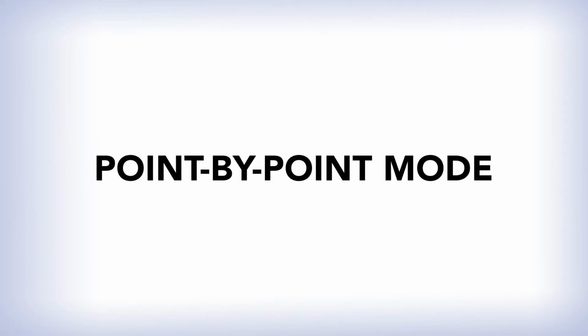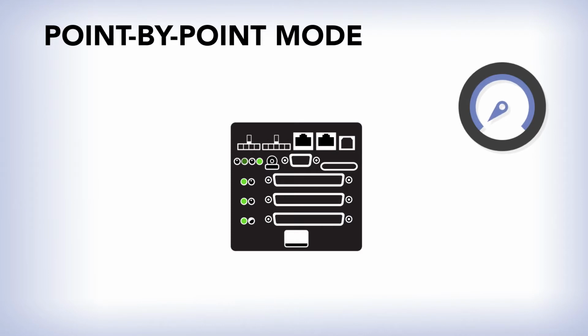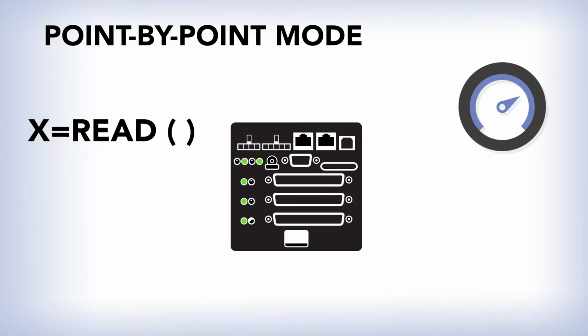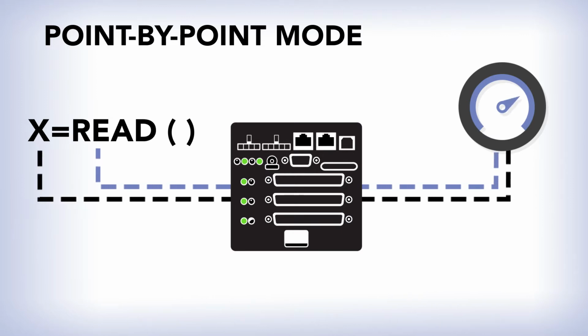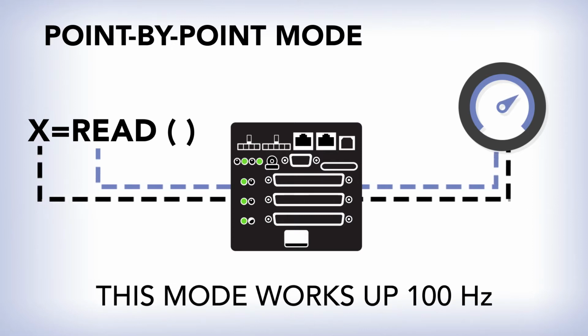Point-by-point is software-controlled timing. There's no hardware automatically collecting data for you in the background. The data acquisition process starts when you call our API. It's a very simple API, as you simply call read and you get the data. Given this is software-controlled timing, this approach is good for applications acquiring data at 100 Hz or less.